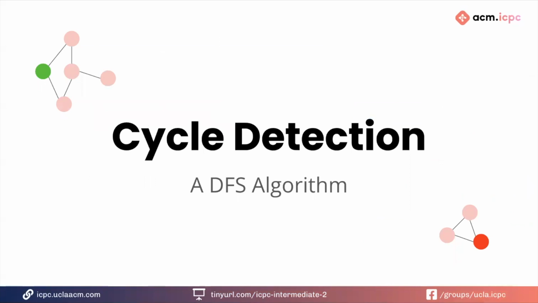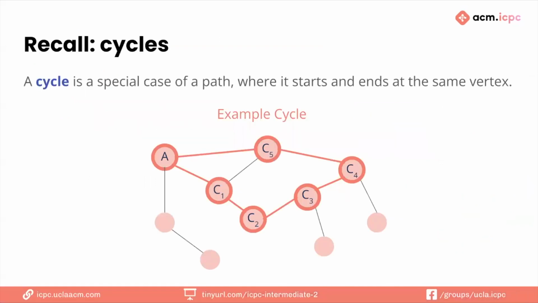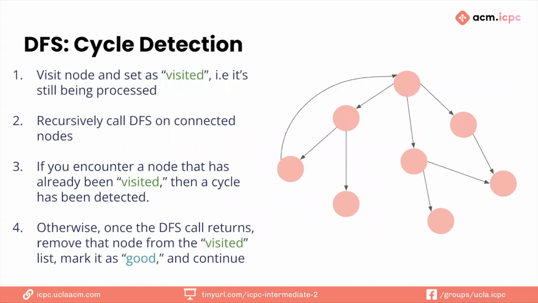How do we know if there are any cycles in a graph? Recall, a cycle is simply where you have a path that starts and ends at the same node. And we have an algorithm for detecting cycles. This uses DFS. And the basic premise is that you start at a node and start traversing the tree.